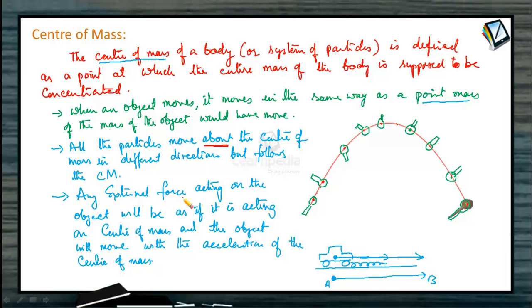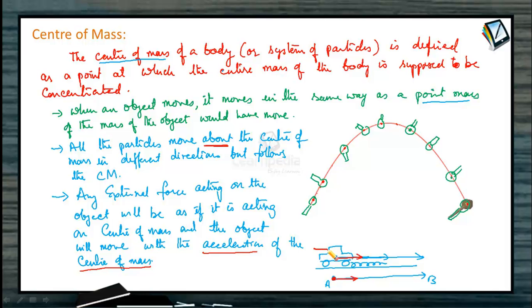They move in different directions but follow the center of mass. Any external force acting on the object will be as if it is acting on the center of mass, and the object will move with the acceleration of the center of mass. That means this big body we have converted into one particle. This is the center of mass particle. Now, if we can calculate the acceleration of this particular particle, that will be the same acceleration as if it is given to a body when an external force is applied.